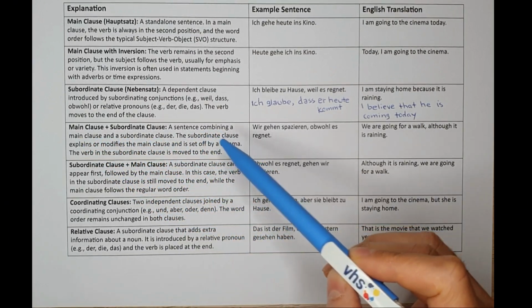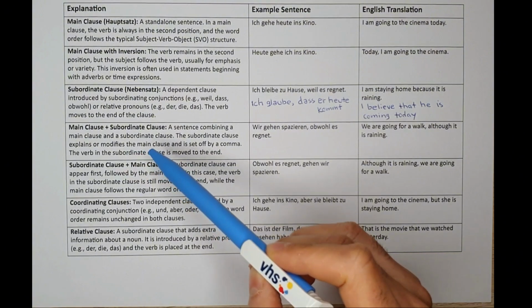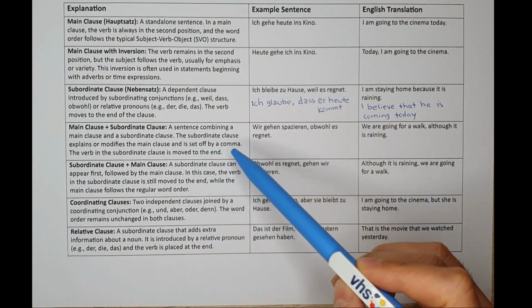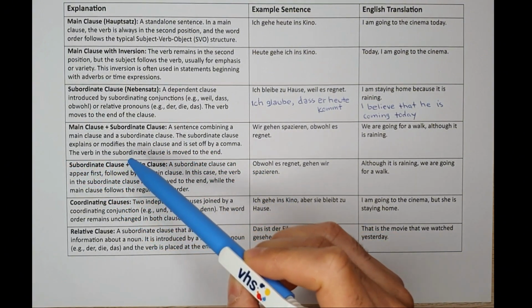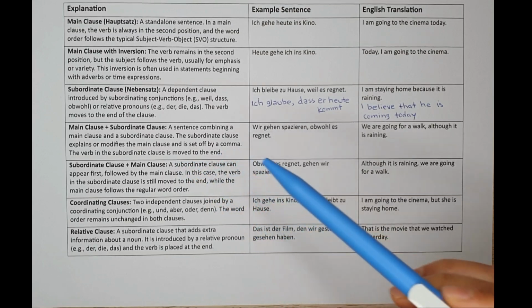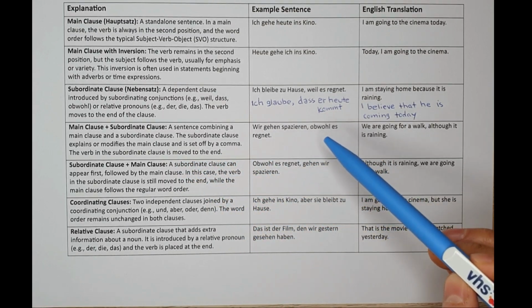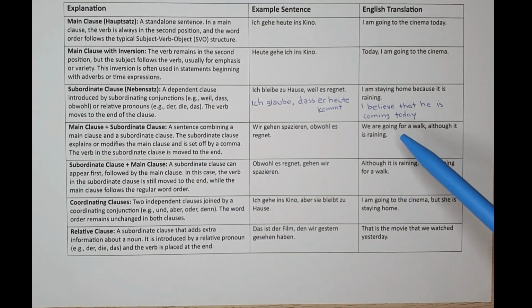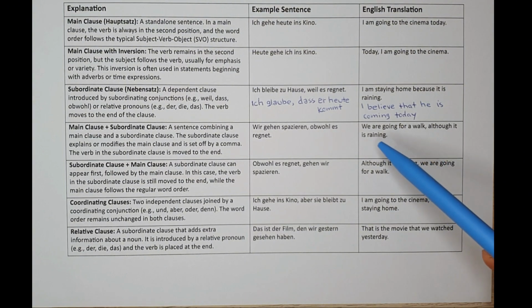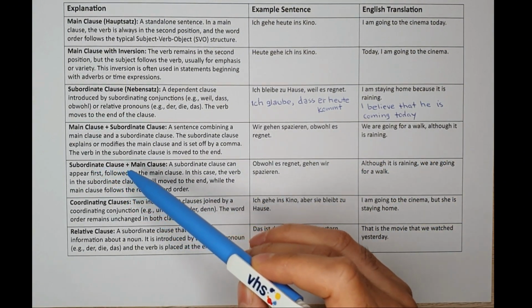The subordinate clause explains or modifies the main clause and is set off by a comma. The verb in the subordinate clause is moved to the end of the sentence. Wir gehen spazieren, obwohl es regnet. We are going for a walk, although it is raining. Subordinate clause plus main clause.